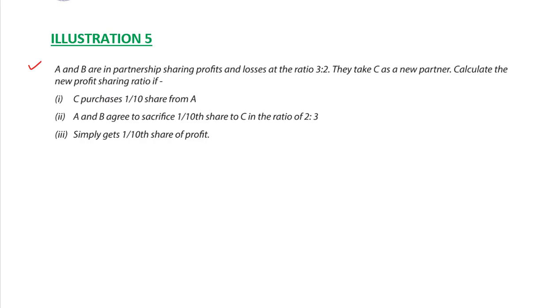Illustration 5. A and B are in partnership sharing profits and losses in the ratio of 3:2. They take C as a new partner. Calculate the new profit sharing ratio if first, C purchases 1 by 10 from A. Solution. First, C purchases 1 by 10 from A.